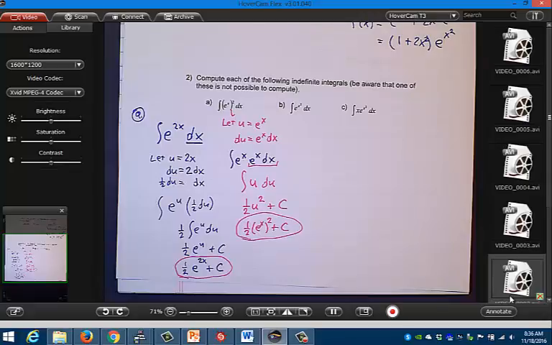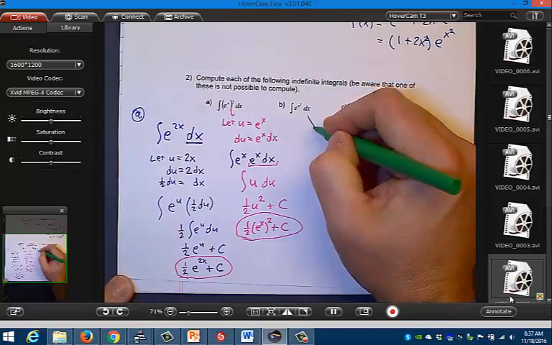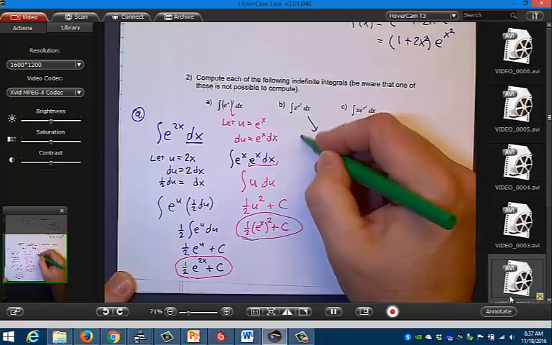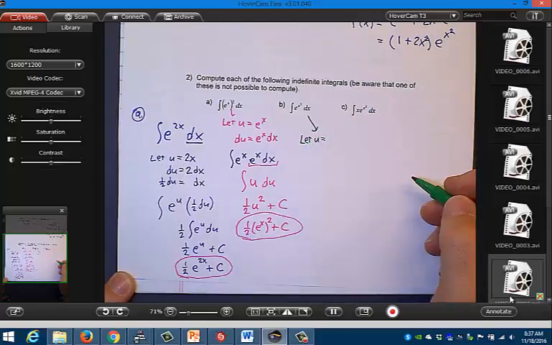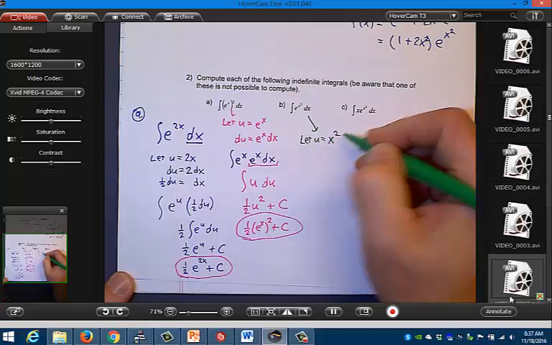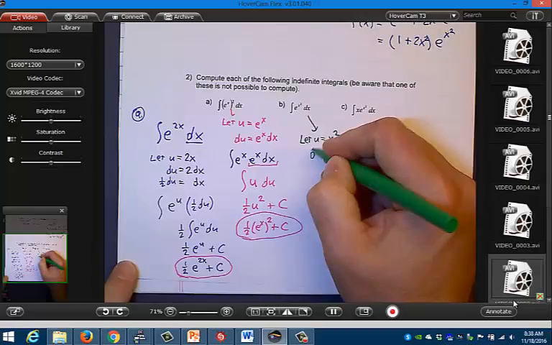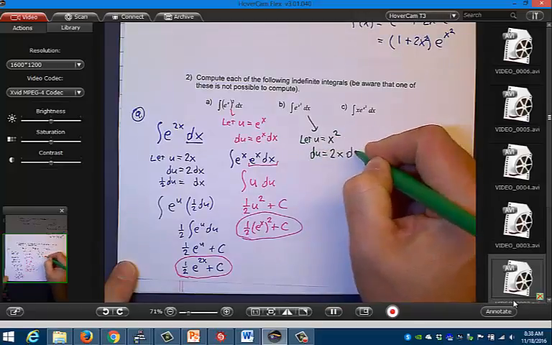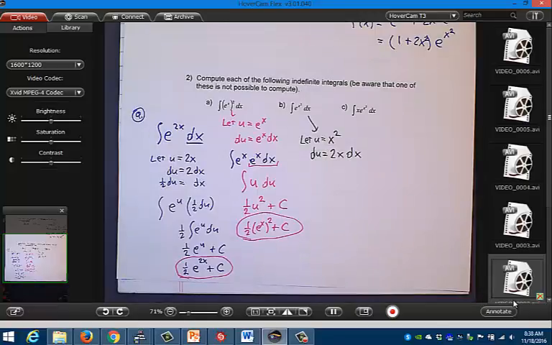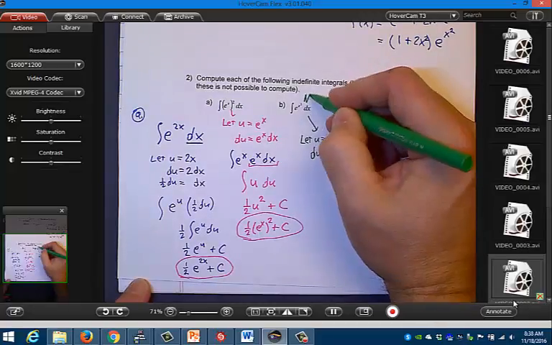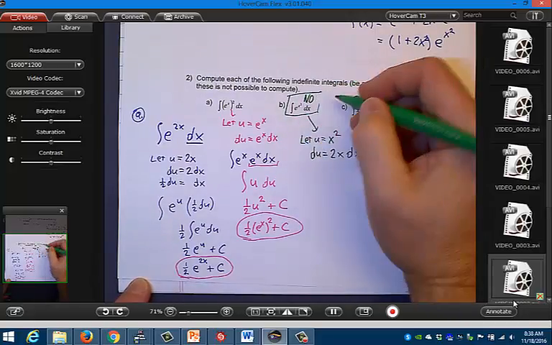All right, part B. What should I let u equal to do part B? Part B, we're going to let u equal x squared. du equals 2x dx. Do I have 2x dx? No. Can I get 2x dx? Well, the answer here is no. You can't. Not possible.